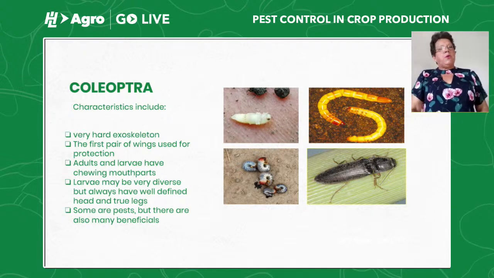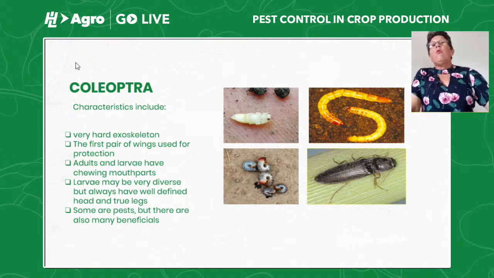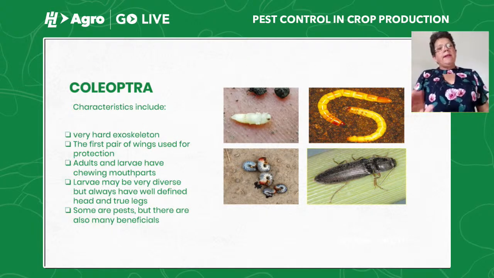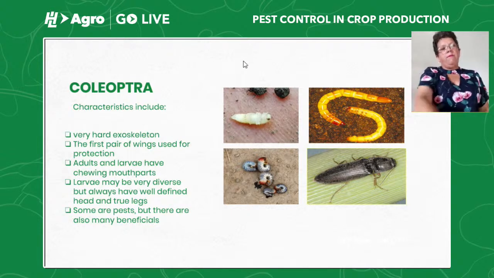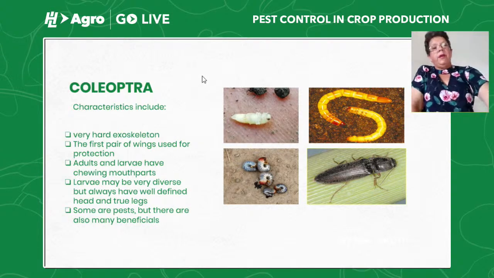Here you can see also a pupa on the upper left. That's the pupa. On the right, up right, you have a wireworm, which is the larval stage of an elaterid beetle, a click beetle. The adult is a click beetle. The larvae are called wireworms, and on the left you can see the pupa of that same insect.